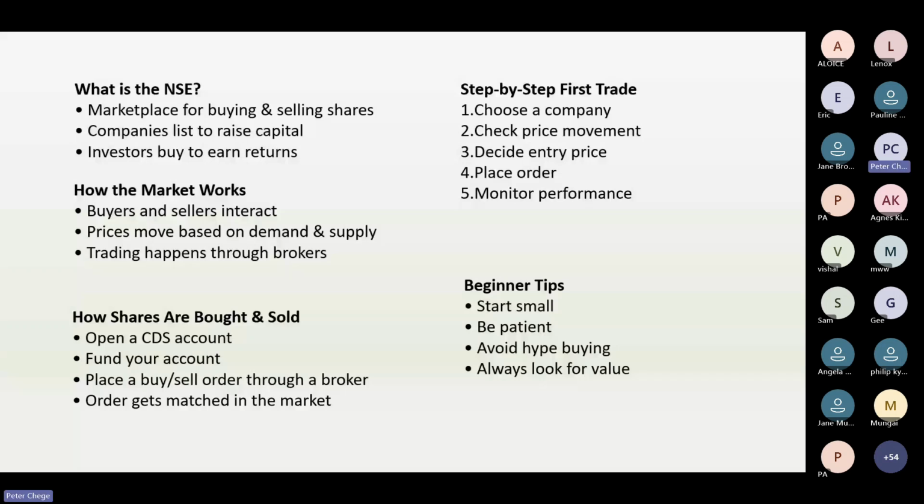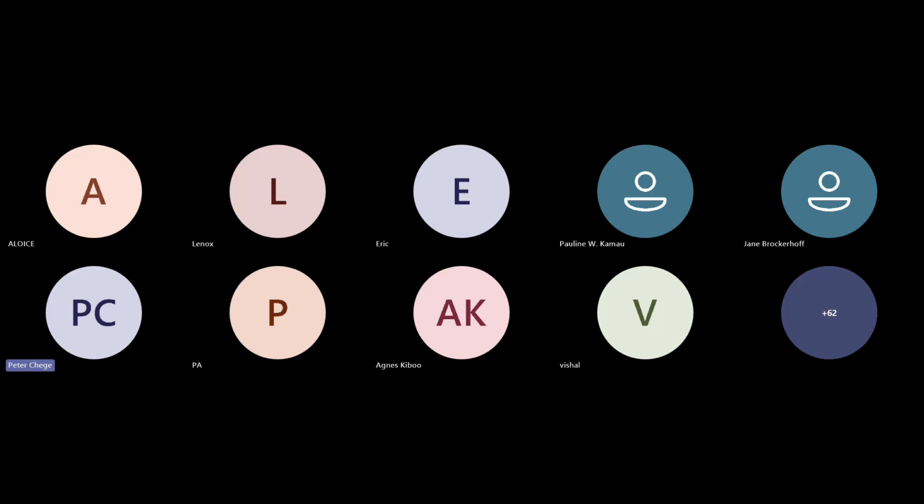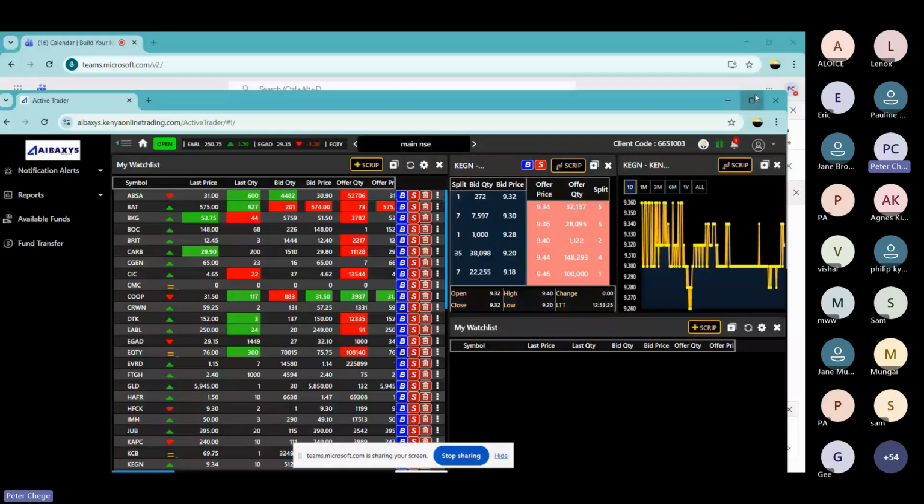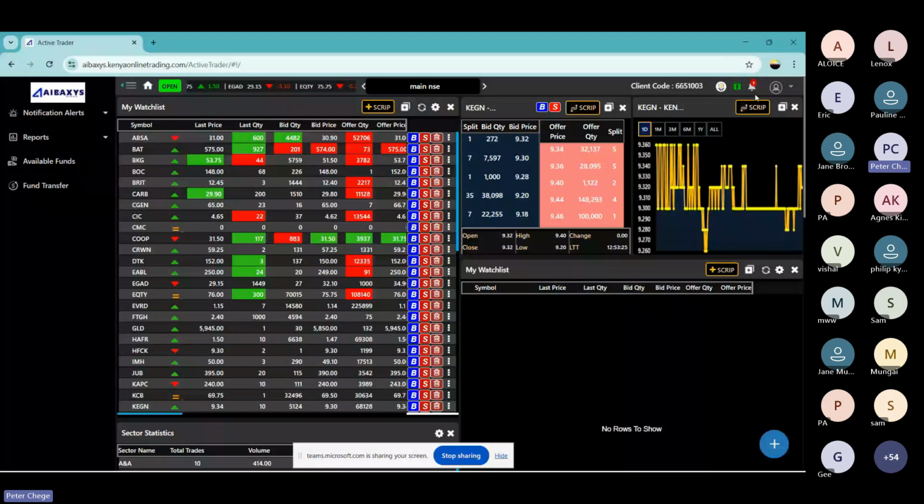So let me log into, we'll start with the online portal. We just go through the online trading portal for AIB, but the portal is the same for all the other brokers. Let me share my entire screen. So that is the online share trading portal for AIB Access.